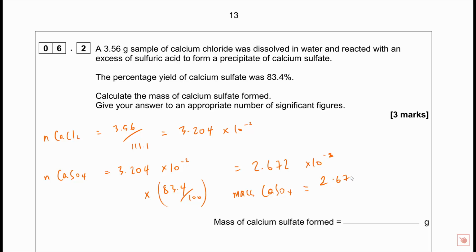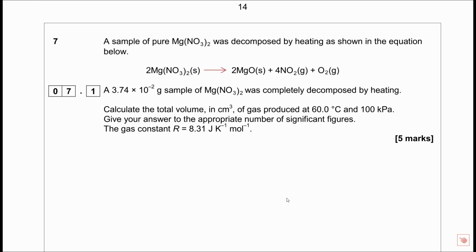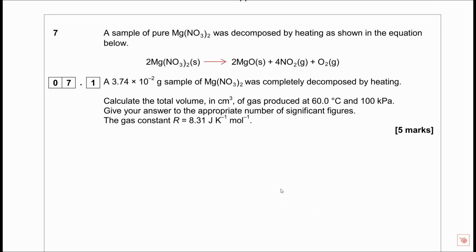Yeah, 2.672 times 10 to the minus 2 times MR 136.2, and that gives us a final answer of 3.64. Again, significant figures here: 3, so it's got to be 3.64 there. Next question. Oh, it just keeps coming.